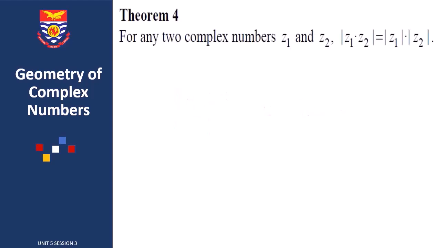Let's see. For any complex numbers z1 and z2, you can prove that the modulus of z1 times z2 is the same as the modulus of z1 times the modulus of z2. This one is very simple, just an extension of what you just proved. So go through it and find the proof. It is in your course material.